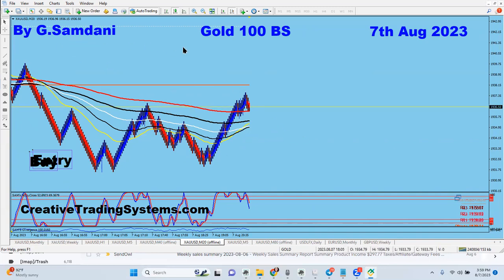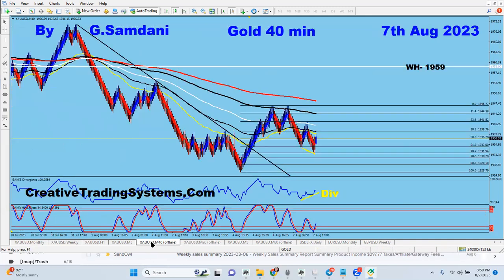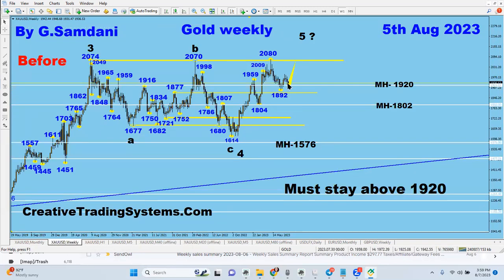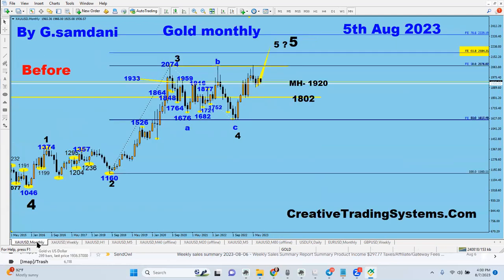All right, so this is how I look at it. This is my 40-minute chart. Again, this is my weekly chart showing that from 1920, first is 1959, break that, and then we go towards this 2080. And break that, then 21, whatever. We'll think about that later. Once we get to this area and break 2080, then we will worry about this.